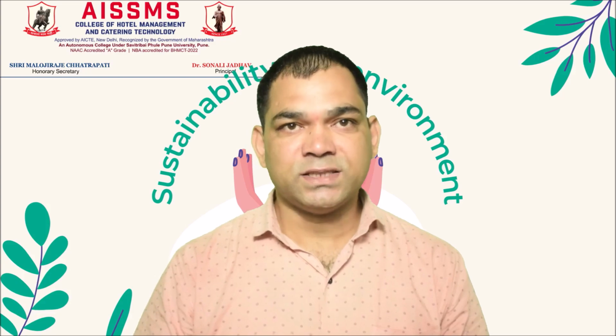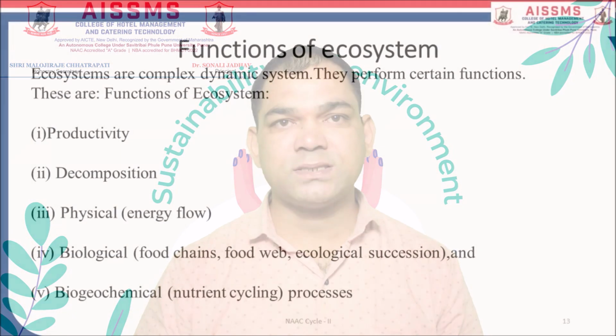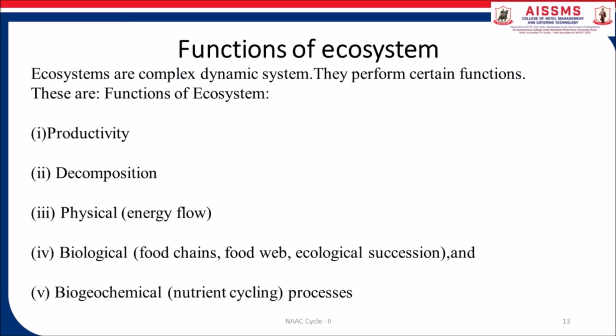Then we are going to discuss the functions of ecosystem. Ecosystems are complex dynamic systems. They perform certain functions. These are the functions of ecosystem. The functions are as follows. First one, productivity. Second one is decomposition. Third one is physical, that is energy flow. Fourth one is biological, in food chain, food webs, ecological succession, and so on. Fifth one, biogeochemical, for example, nutrient cycling process.